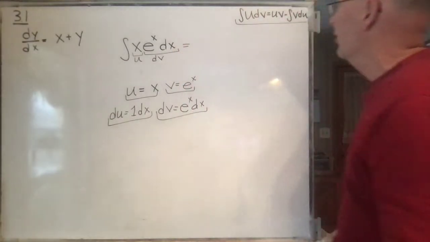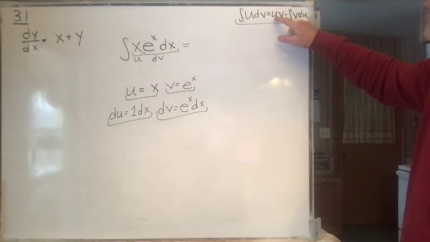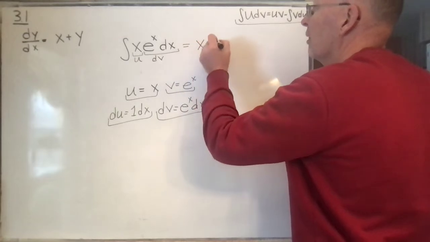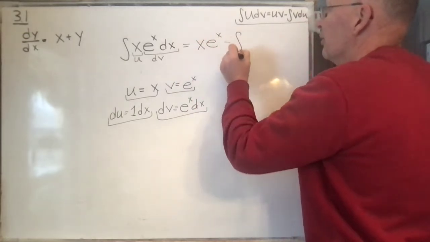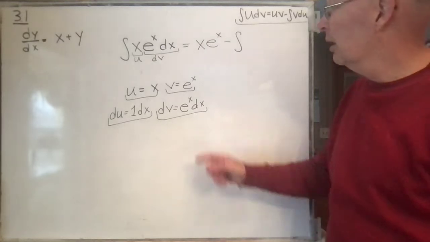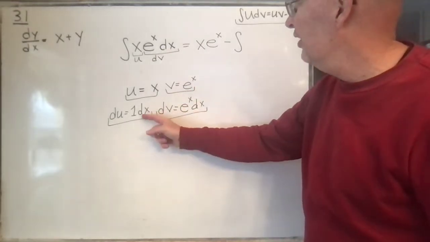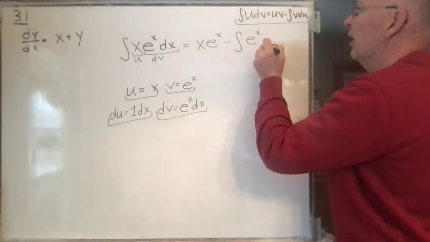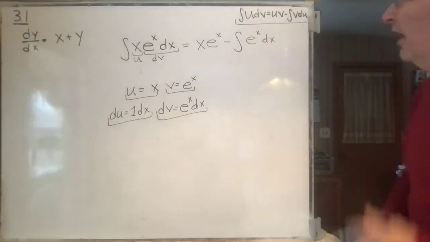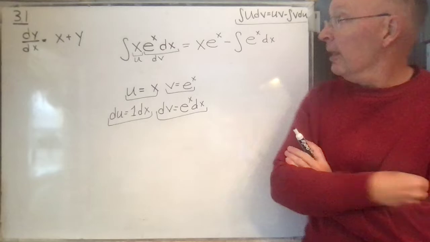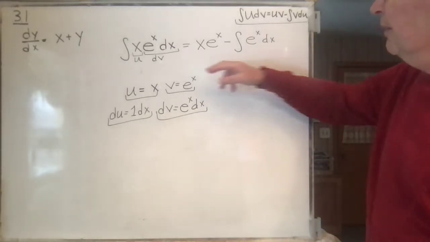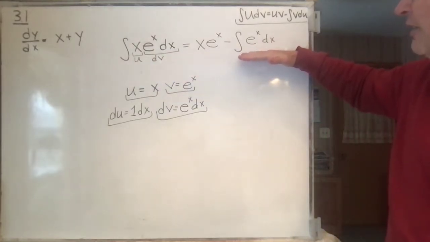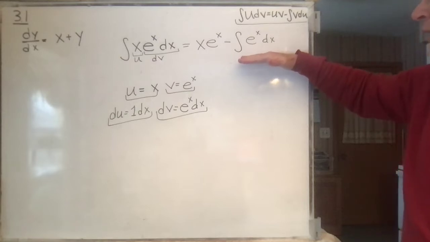And so now we use this formula, and what does the formula say? It says I take u times v, which is this times this, minus the integral of v du. So here's v, and here's du, and so we're going to get e to the x times 1 dx. And now you see the value of this method, because I had something here where I had to find the antiderivative. I have something here where I have to find the antiderivative, but this one I can find. That one I can find, right?